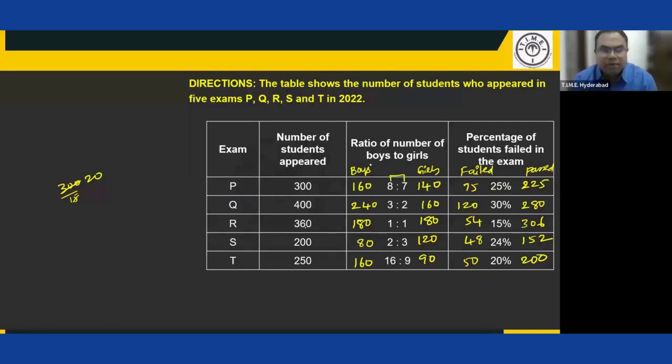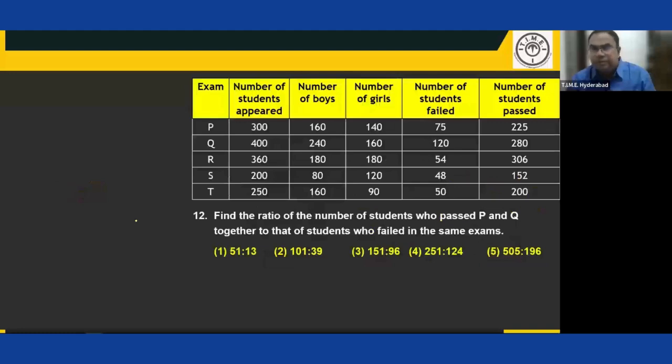So I have already put down this data. If I write this down on my rough sheet, I need not even look at my table now, because by looking at this table, definitely there will be questions on boys, girls, failed, passed. Once I write this, my table will look like this. I got the entire data on the rough sheet. Your time starts now for question number 12. Now once you get this, it is very easy to answer the questions.